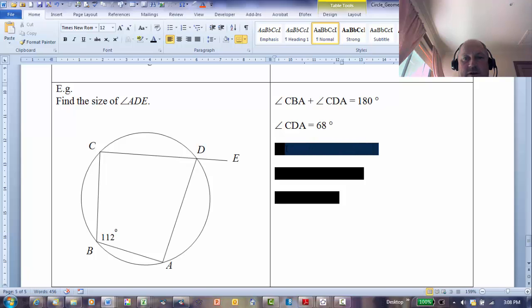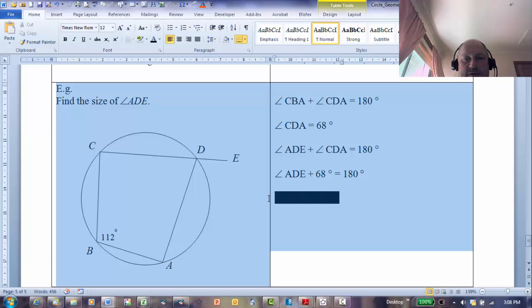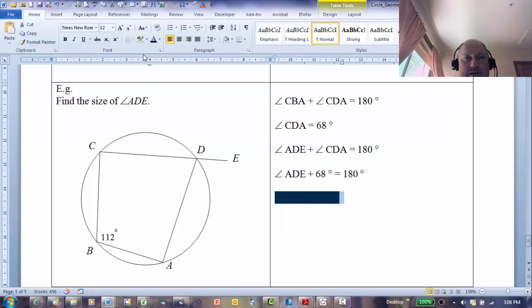Then the next line you'll write is this. The angle ADE, the one we're asked to find, plus this angle here, CDA, is equal to 180. So we would write this. Angle ADE, the one we need to find, plus that angle, which we know now is 68, is equal to 180. Therefore, we take 68 away from both sides, and we get ADE is equal to 112.